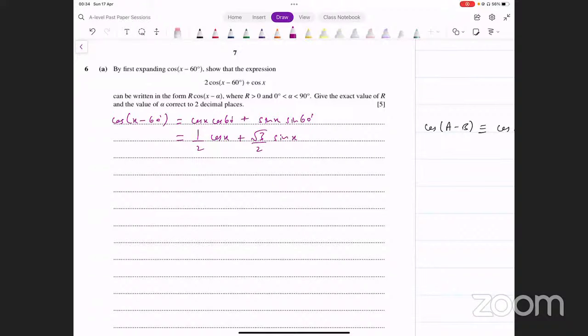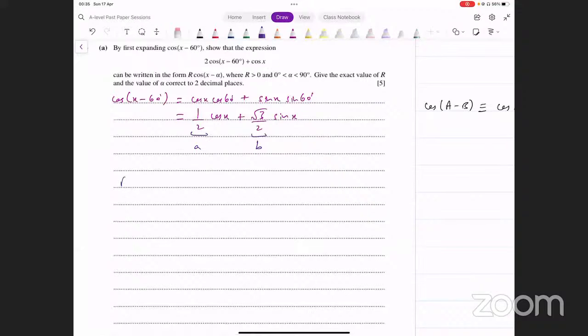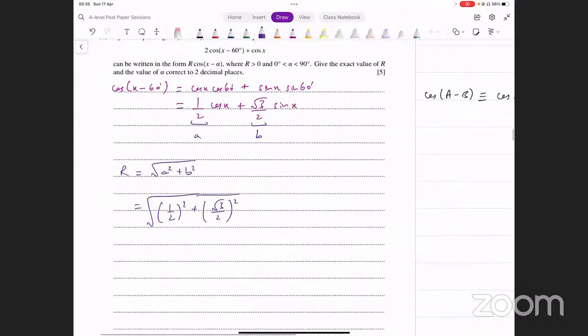अब उसने क्या कहा है? अब उसने कहा है आपने इसको कन्वर्ट करना है किस फॉर्म के अंदर? आपने इसको कन्वर्ट करना है r cos x minus alpha फॉर्म के अंदर. ठीक है? Now how do we convert it to that form? We say, ये हमने पिछले पेपर में ये किया था. We say this is A, this first number, this is B. What do we do now? We say r equals square root of A square plus B square. What does that give us? 1 over 2 whole square plus square root of 3 over 2 whole square. Let's see what that gives us.